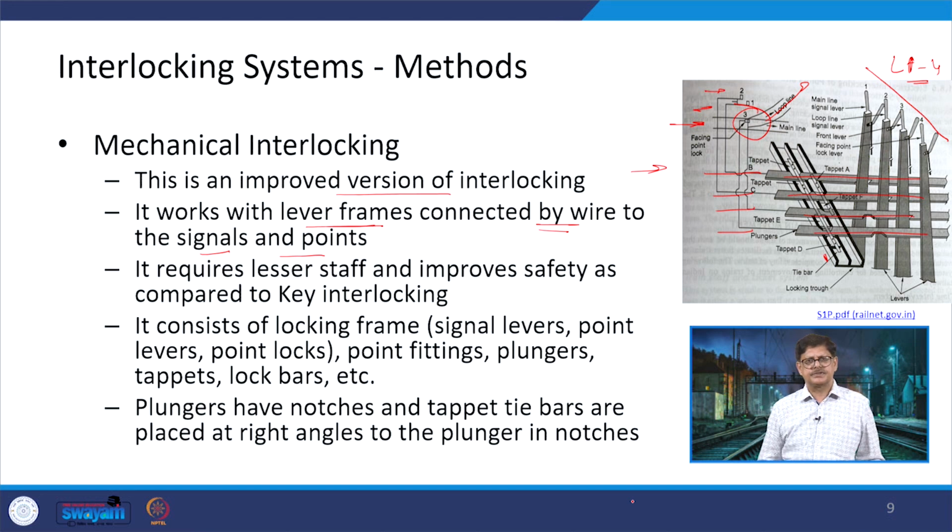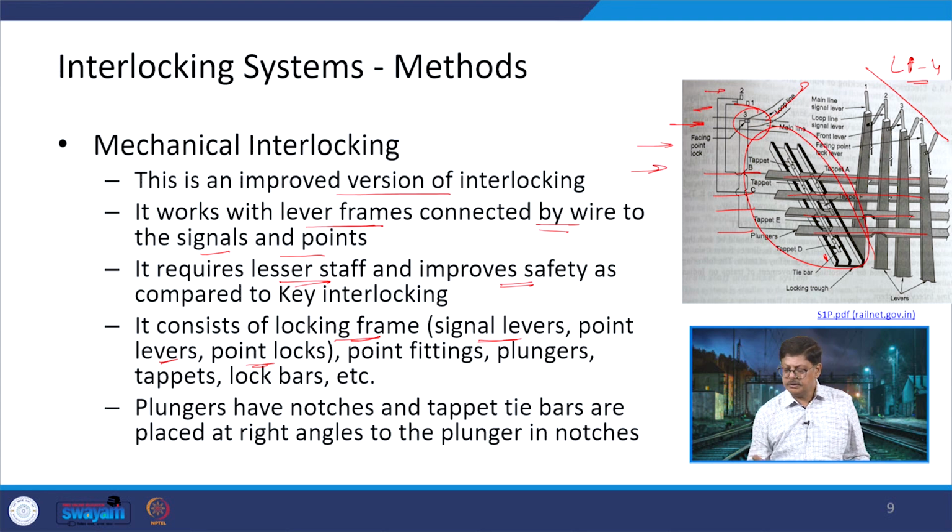When we use this mechanical system, lesser staff is required and the safety is better as compared to the previous system. Now, what are the constituents, as we have just looked at on this diagram on the right hand side? It has a locking frame. The locking frame has the signal levers, the point levers and the point locks. Here 1 and 2 were the signal levers, and 3 and 4 are basically the point levers or point locks. Then there are point fittings, plungers, tappets and the lock bars which are available in this area.